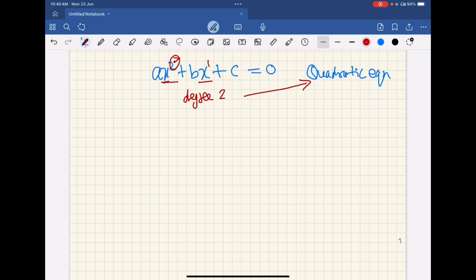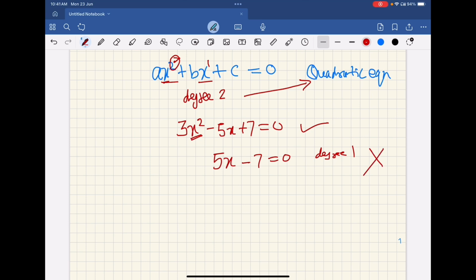Okay. Now, let us look at some examples. If I give you 3x square minus 5x plus 7 equals 0, is it a quadratic equation? Yes. Why? Because the degree of x here is 2 and it is the highest. So the degree of this equation is 2. But if I give you an equation like 5x minus 7 equals 0, what is the degree of the polynomial here? Degree is 1. So this is not a quadratic equation.